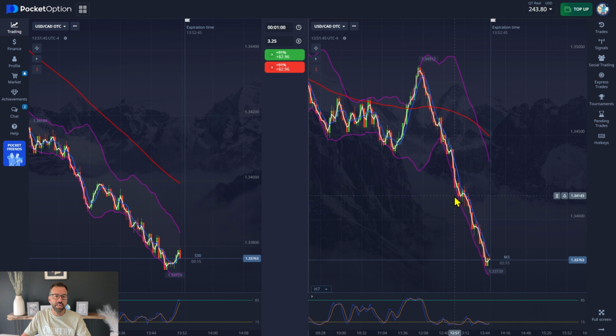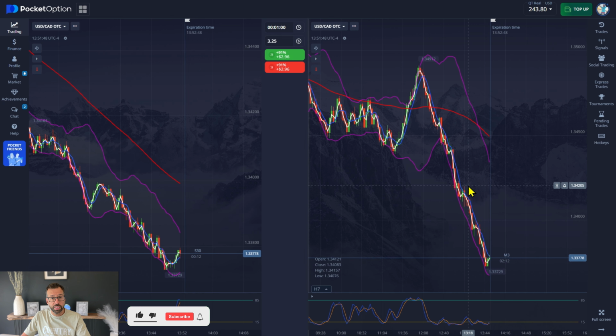So how do I have this set up? Well, I'm using a computer, but you can do this on your mobile. On the computer, I have 2 screens set up.